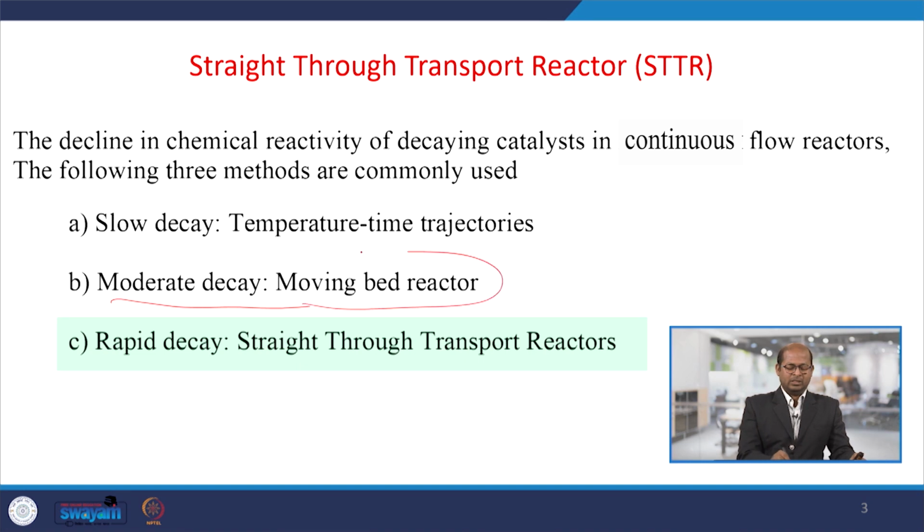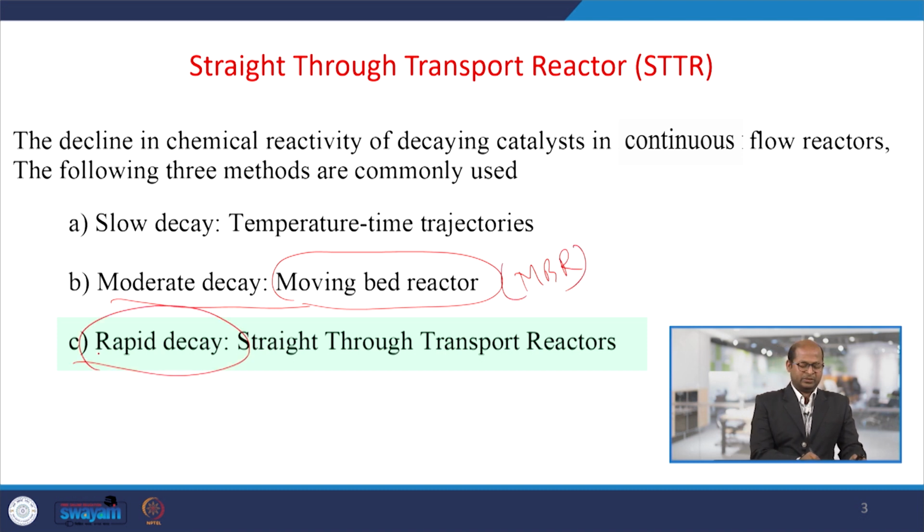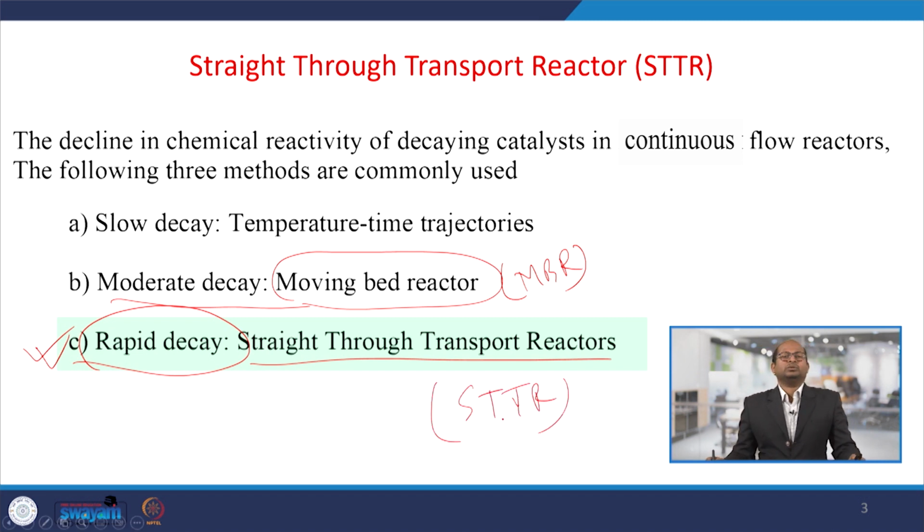There are many ways we can analyze or conduct the reactions. We discussed moving bed reactors in our previous class, which is basically for a catalyst that deactivates with moderate decay, so we can use moving bed reactors. Now, today we will discuss when the catalyst is going to deactivate very fast, then straight through transport reactors, that is STTR reactors.